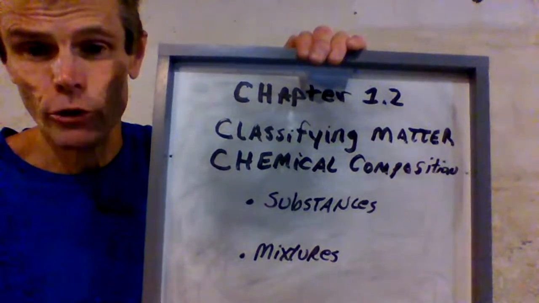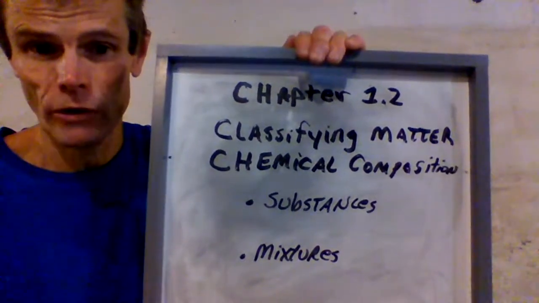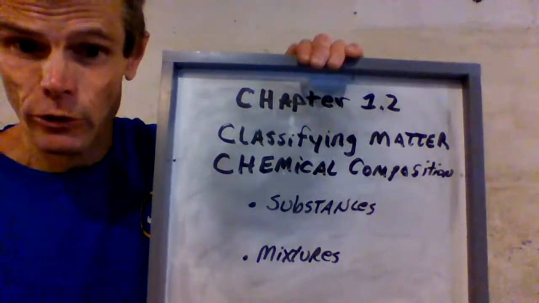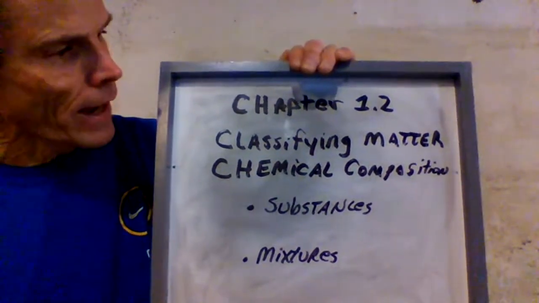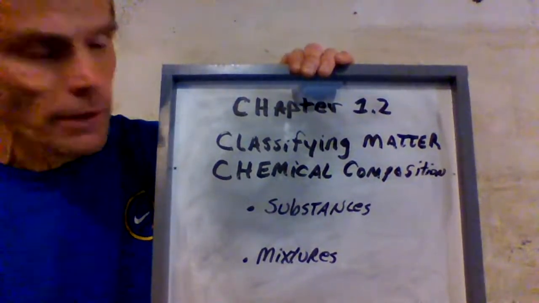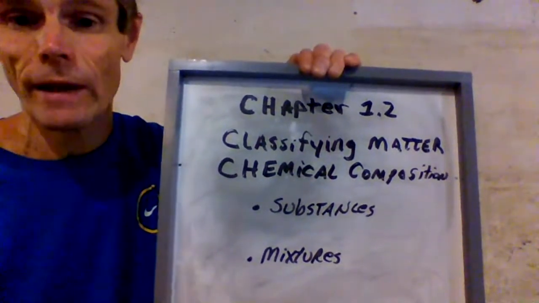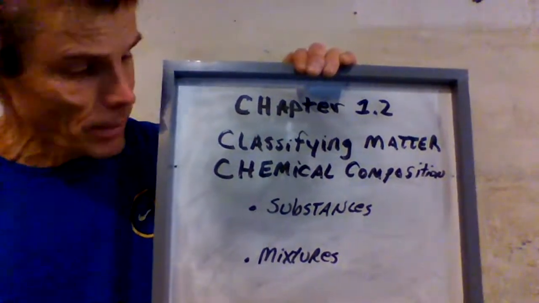Hi, this is part 2 of our video on chapter 1 topics. And in this video, we're going to cover chapter 1.2 and discuss more about how we can classify matter based upon its chemical composition. There are two ways we classify matter based upon its chemical composition.